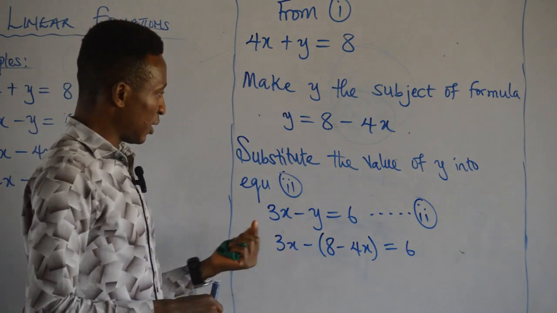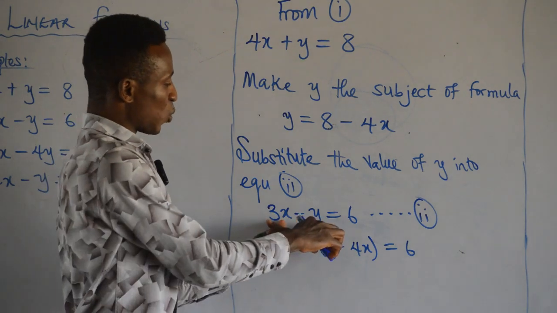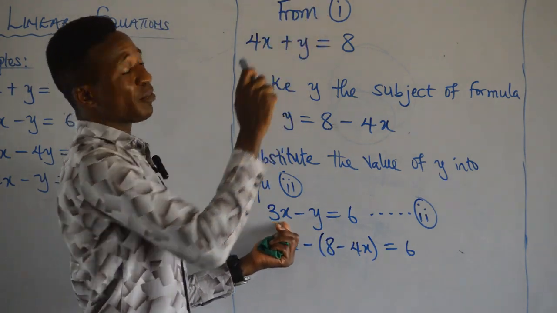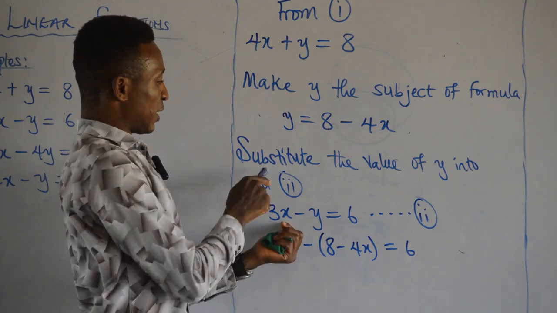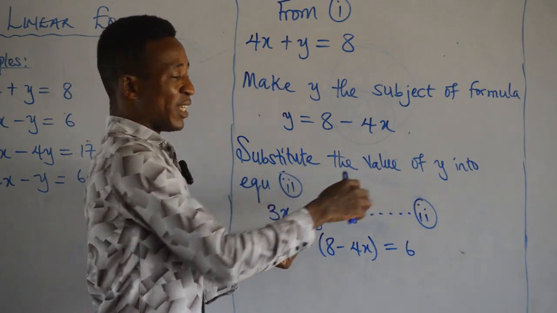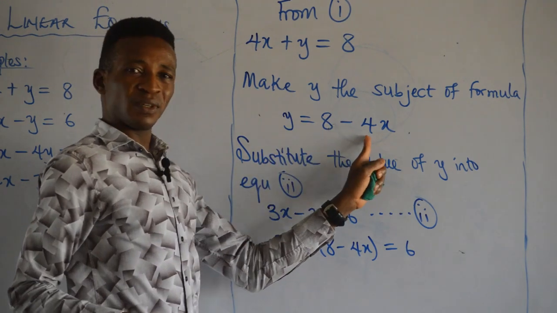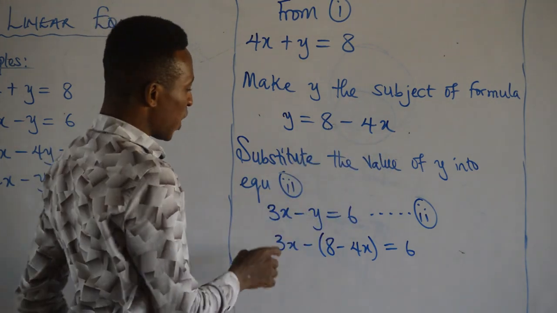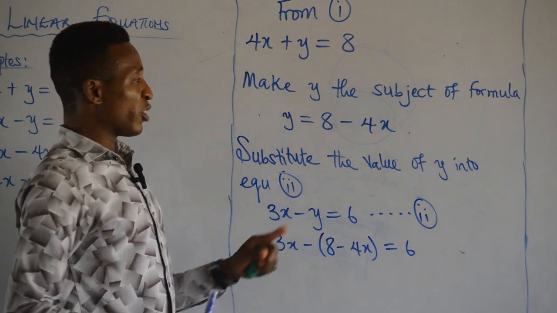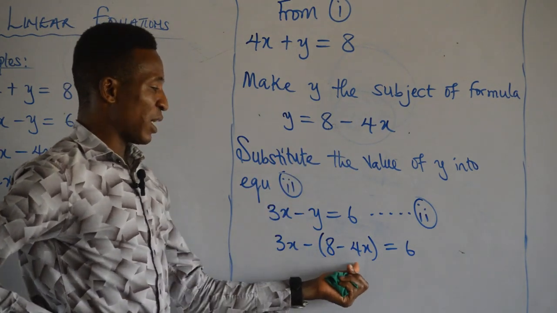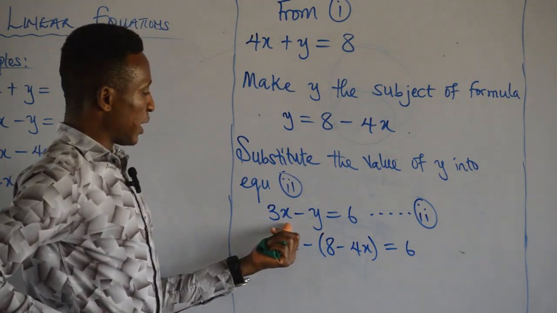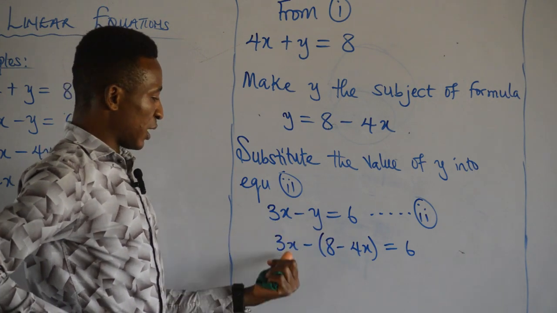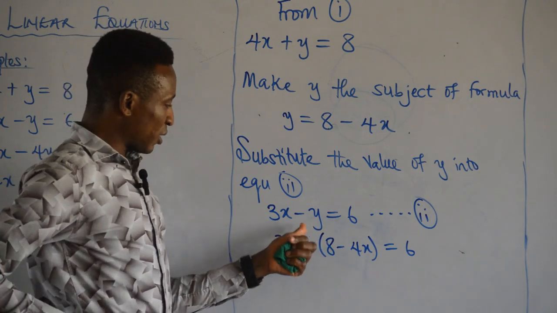Let me explain that part again. 3x minus y equals to 6. That's the same thing you have for your equation 2. And the sentence here says substitute the value of y, and y here is 8 minus 4x. Now since the value of y is 8 minus 4x, that means anywhere we see y in our equation 2, we are going to be replacing it by 8 minus 4x. And equation 2 says 3x minus y equals to 6. I wrote it as 3x minus, this is my minus.